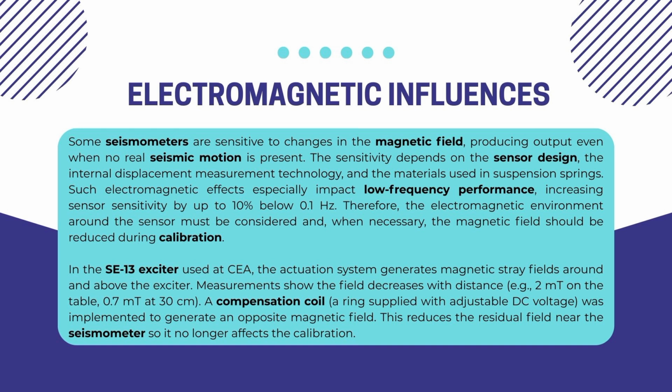calibration. In the exciter used at CEA, the actuation system generates magnetic stray fields around and above the exciter. Measurements show that the field decreases with distance. A compensation coil, a ring supplied with adjustable DC voltage, was implemented to generate an opposite magnetic field. This reduces the residual field near the seismometer, so it no longer affects the calibrations.